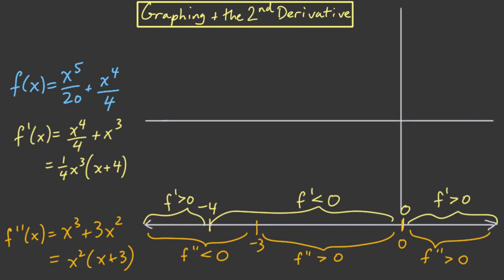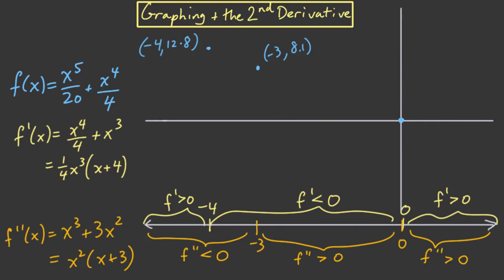Let's begin drawing. We've got these 3 points, minus 4, minus 3, 0, where we know the function is going to be doing interesting things. So let's get those down first. F of minus 4, if you calculate it, is 12.8. So we get a point with those coordinates up here. If you plug minus 3 in, you're going to get 8.1. So that point is also on the graph. And finally, f of 0 equals 0. So the graph is going to go through the origin.